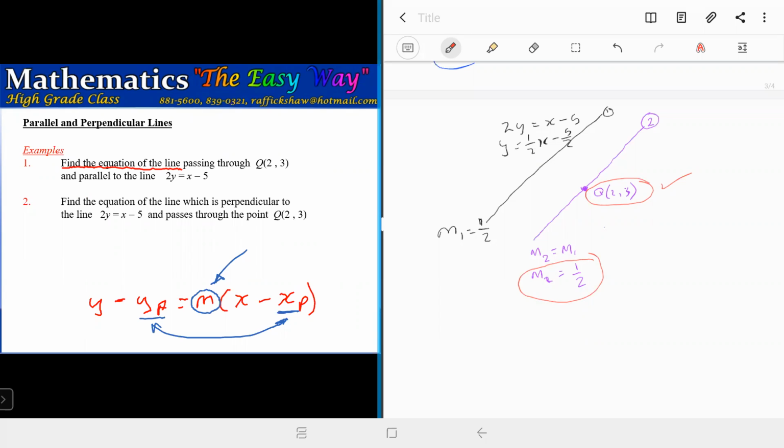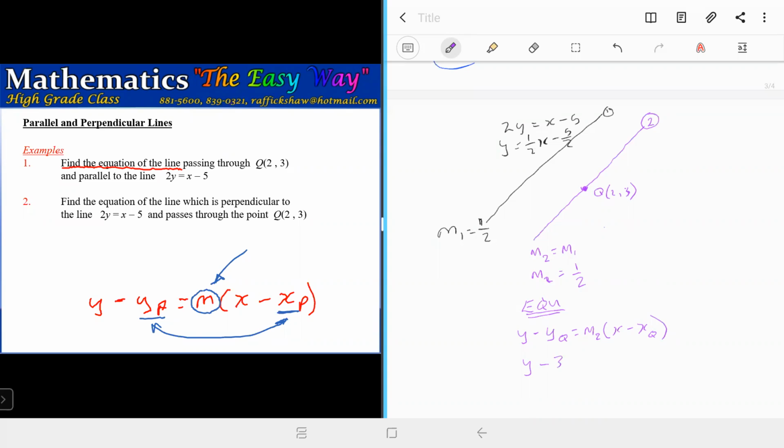So now that I know that the gradient is a half, I can do the equation of the purple line. Let's work it out in purple right below it. The equation of this line, the purple line, is y minus yq, because it passes through Q, equals the gradient of line 2, calling it line 2, into x minus xq. And you just put in the values there now, and you're good. What are the values? It is y minus yq. The y value of Q is 3. So it's y minus 3.